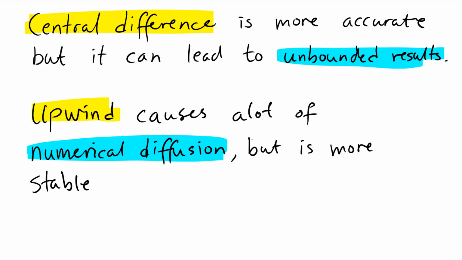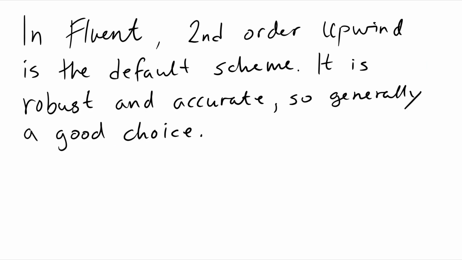Central difference is more accurate, but it can lead to unbounded results, and is generally not incorporated into commercial software. First order upwind causes a lot of numerical diffusion, but it is much more stable, and most commercial software has it as an option to use. In Fluent we have a second order upwind as the default scheme, and it is robust and accurate, so generally it is a good choice. Okay, so this will conclude this very brief primer to the topic.